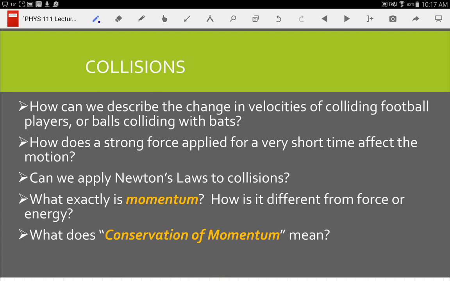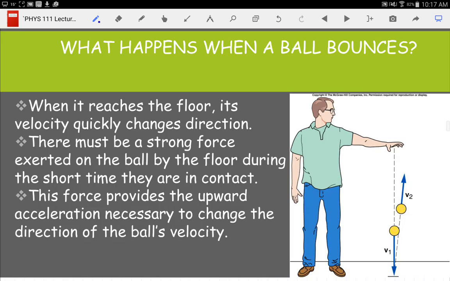about momentum very quickly. Momentum has a lot to do with collisions. But I am going to start by defining momentum and talk about some simple situations. So we've looked at a ball bouncing. We have the question here, what happens when the ball bounces? The ball's velocity initially was downward. When it hits the ground, what happens to the velocity? It goes from downward to upward. So the velocity is changing pretty significantly.